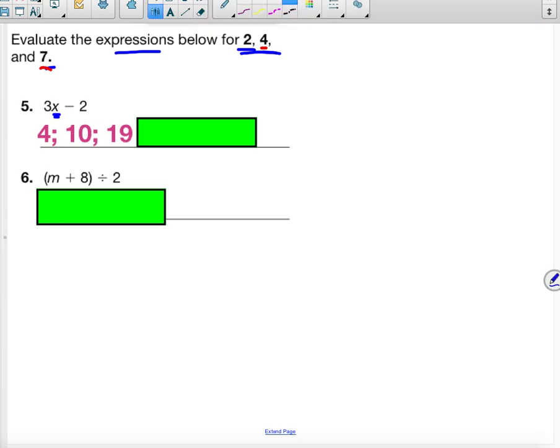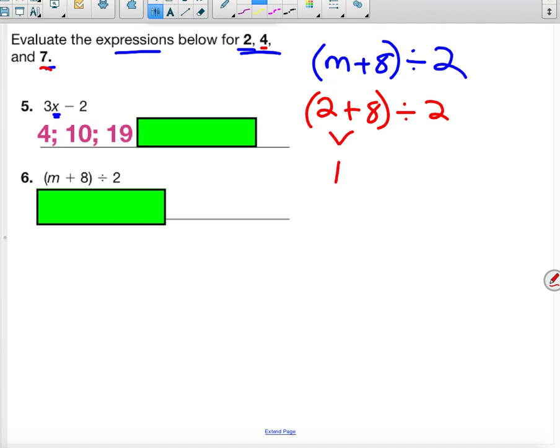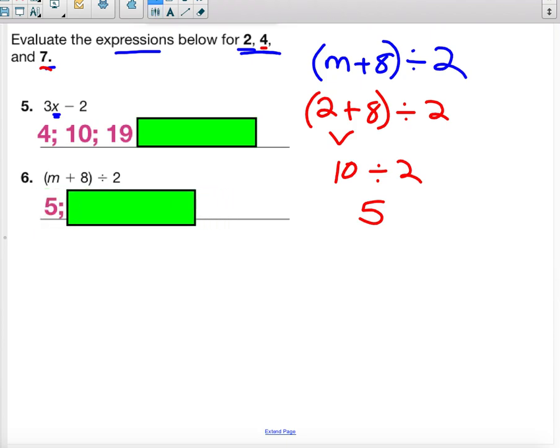And then number 6, they want you to do the same thing, only this time the expression is m plus 8 divided by 2. So in this case, the first one would be to replace m with 2. So you have 2 plus 8 divided by 2. 2 plus 8 is 10. 10 divided by 2 is 5. So our first answer is 5.